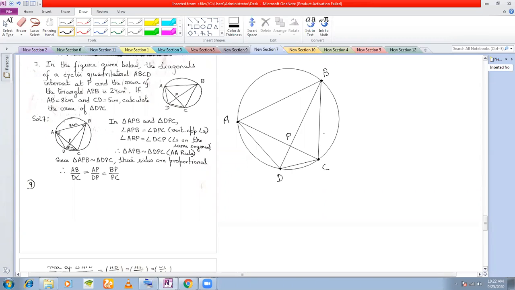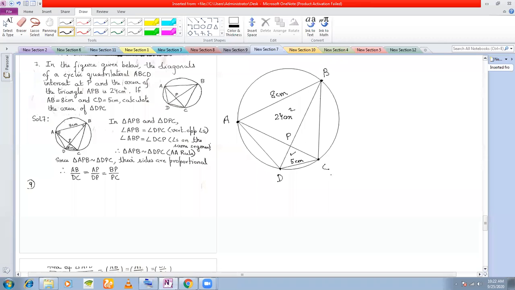Diagonals of the cyclic quadrilateral ABCD intersect at P. What are the diagonals? The diagonals BD and AC. They intersect at P. And the area of triangle APB is 24 centimeters square. If AB is equal to 8, here this is given to be 8 centimeters, and CD is 5, this is given to be 5 centimeters, calculate the area of triangle DPC. The area of this triangle you need to calculate.